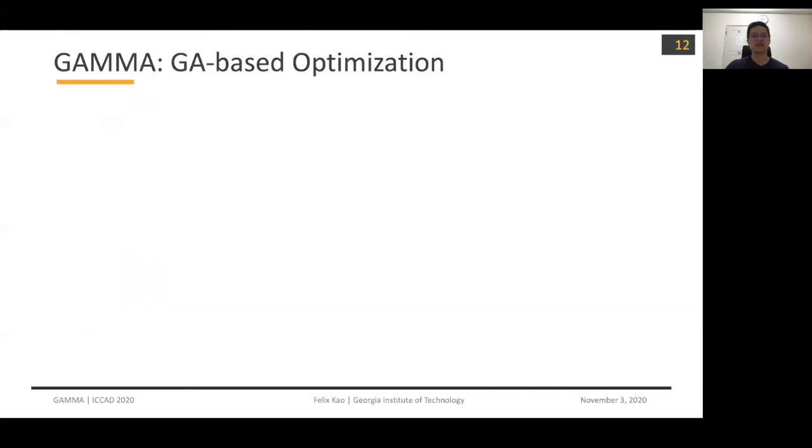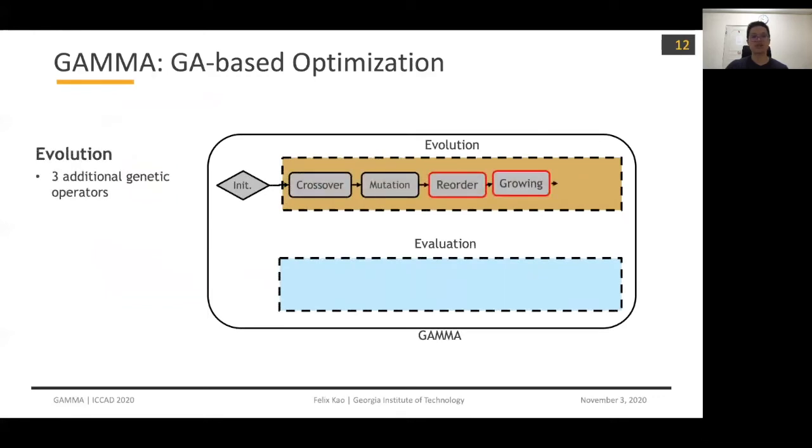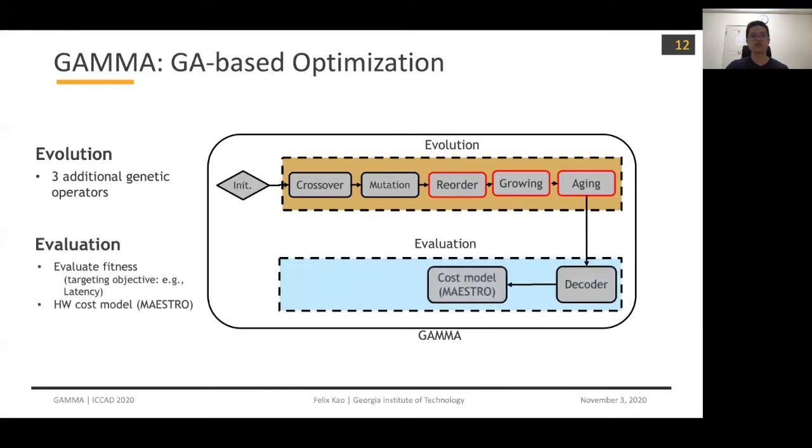Now let's look at Gamma. Gamma is based on GA, and in the evaluation part, we add 3 additional genetic operators, which are reorder, growing, and aging, and we will talk about them in later slides. In the evaluation part, because we care about the hardware performance, our fitness will be some target objective like latency or energy. To get those numbers, we need a hardware cost model. So here we embed an open source hardware cost model called Maestro.